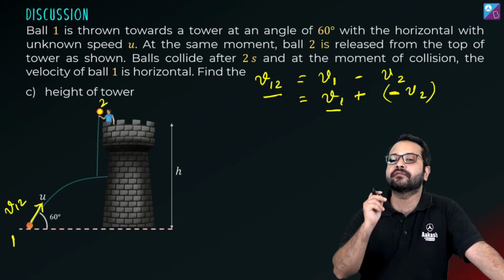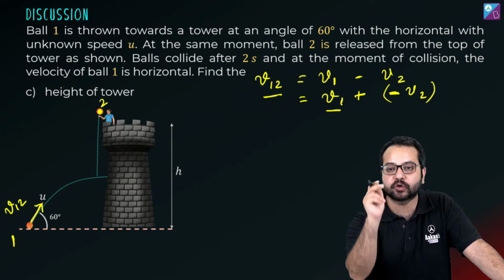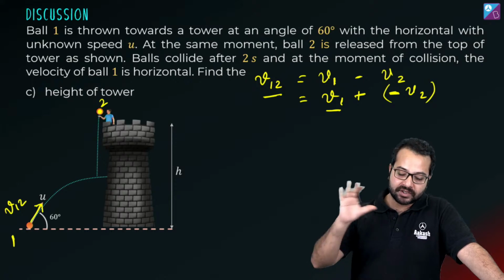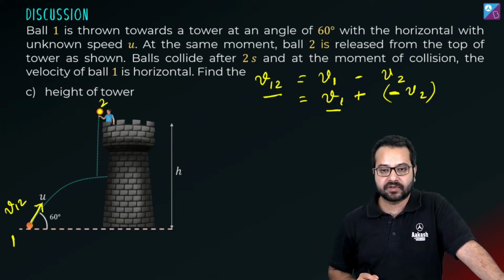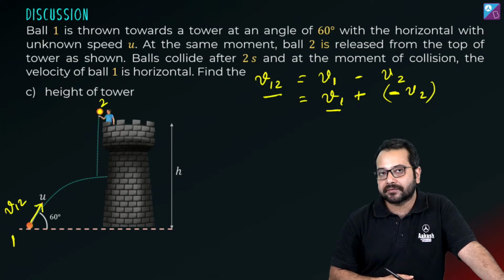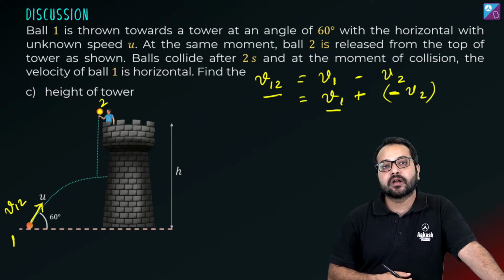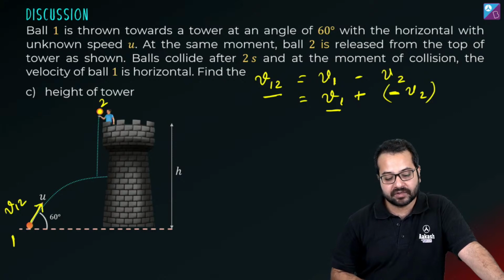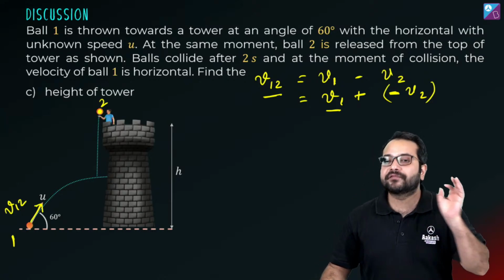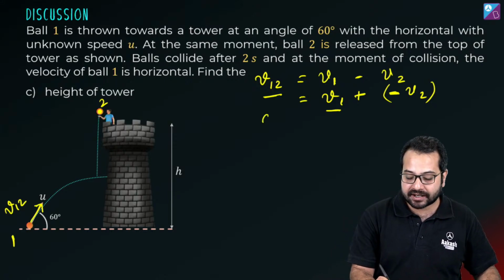This is the initial velocity of particle 1 with respect to 2. Is that correct? Is that absolutely correct? Okay, now here comes the game changer. Now particle 1 is a projectile, which means it is a motion under gravity, and particle 2 is also undergoing motion under gravity. Both of them are going to have the same acceleration g.